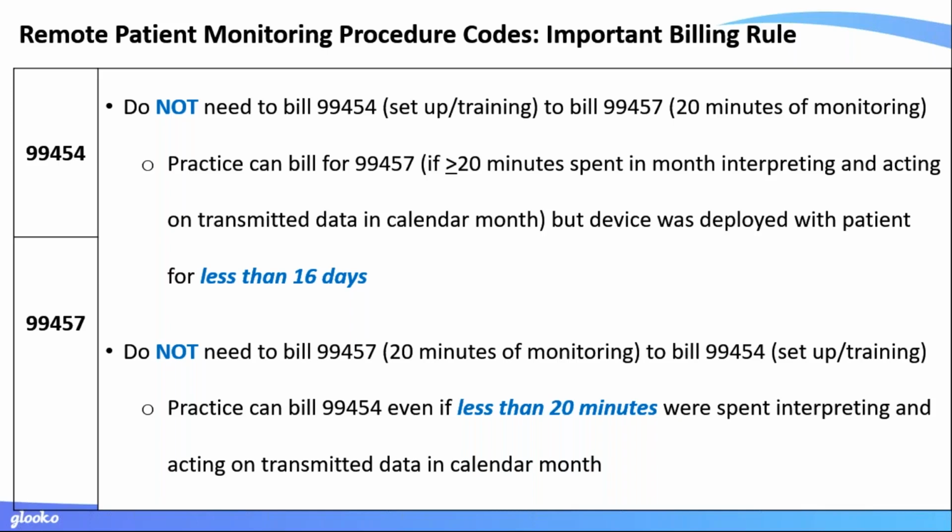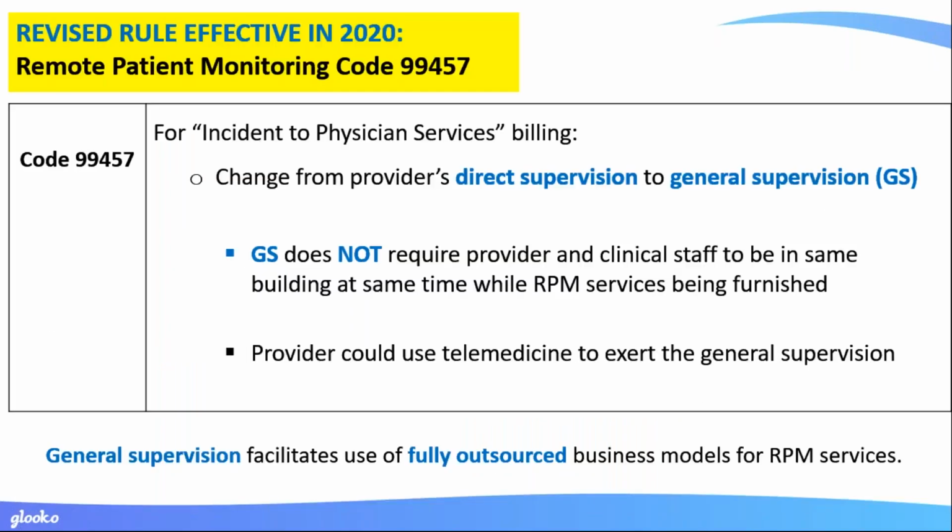And then at the bottom, it's the reverse. If you do the training and education for 99454, but then she doesn't do any monitoring, then there is no 99457 20 minutes to bill. But if you did that hookup and training and education, you can bill that 99454, even though she did not go on to do any monitoring. So again, this is the Medicare rules that we have gotten so far.